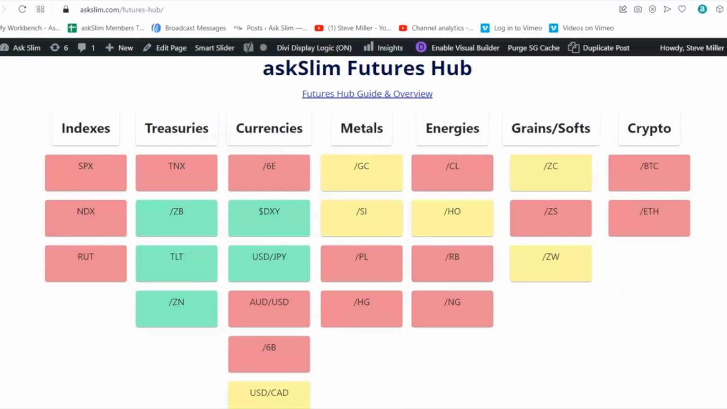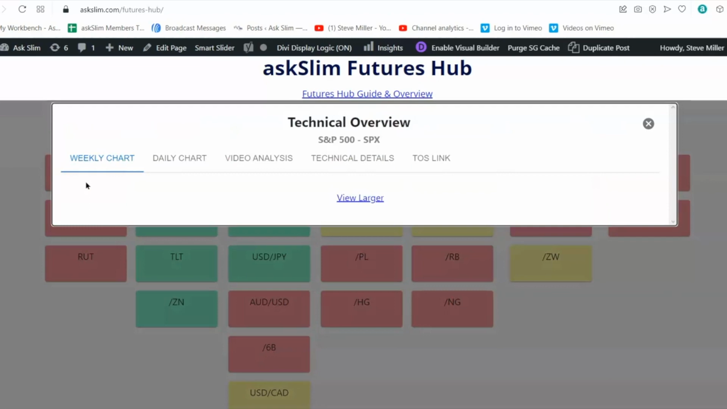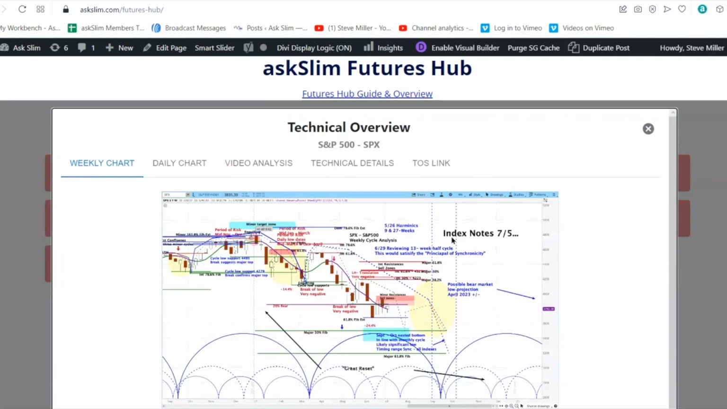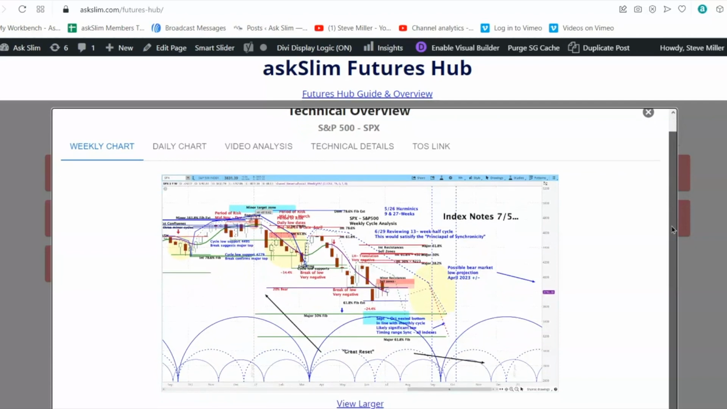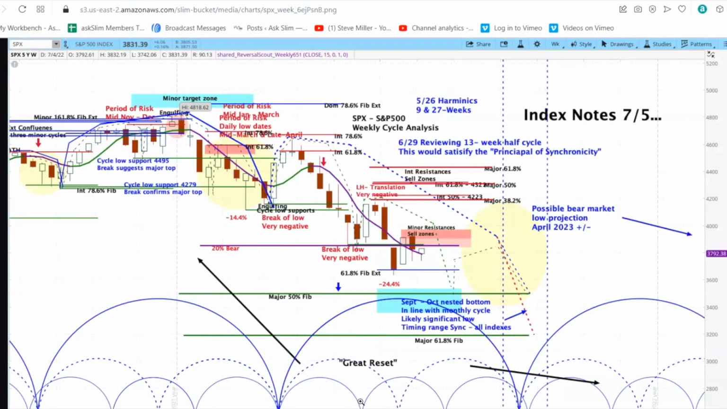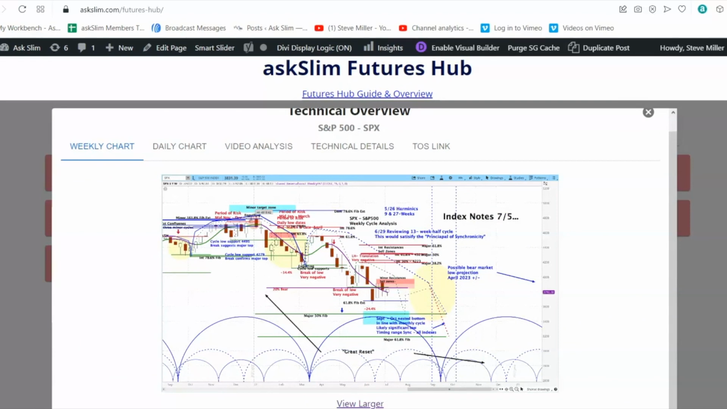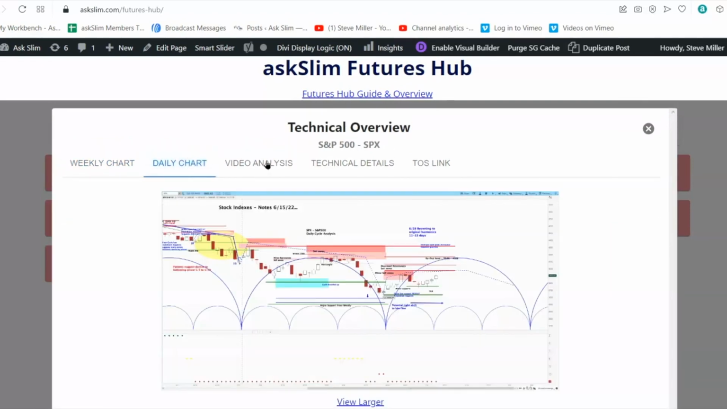Just so you can get a peek of what this looks like, I'm going to give you the S&P 500 analysis. But if you click on that, you can see you can get the weekly chart right over here, and you can actually blow that up. I'll view it larger, as you see right over there, and you can see what our weekly analysis looks like. Looking at that, this you could see is the weekly chart. This you could see is the daily chart.